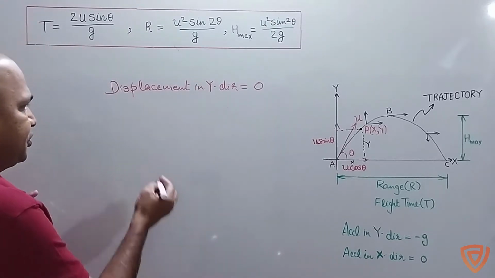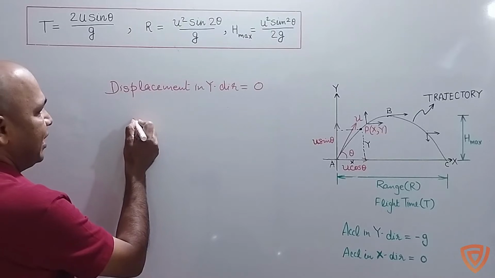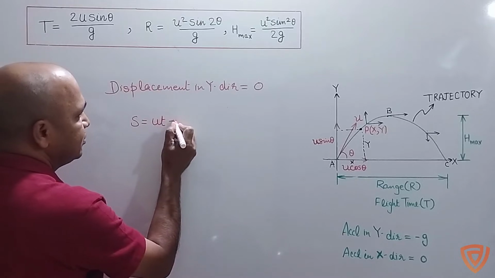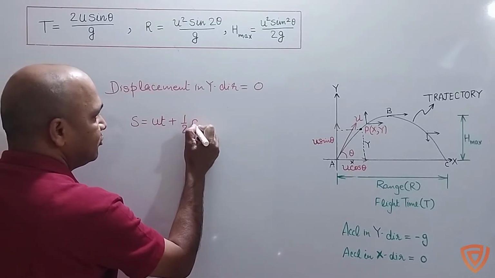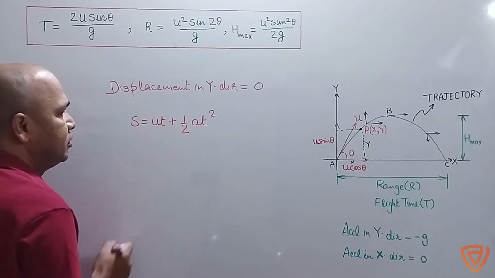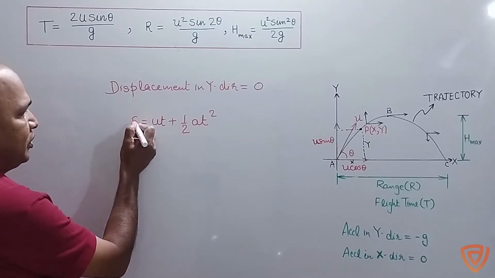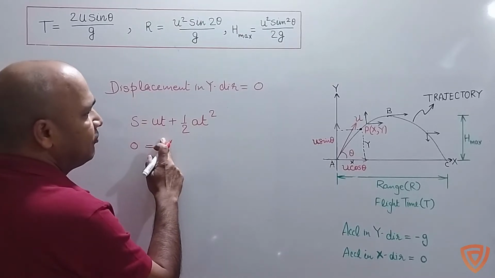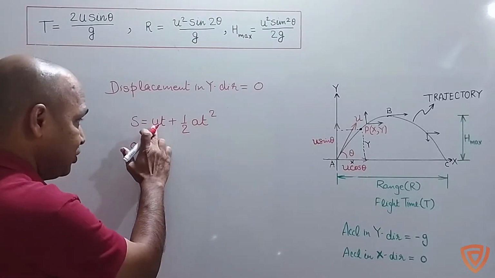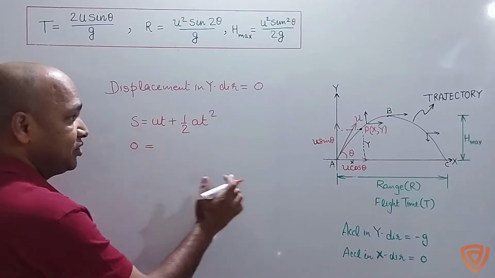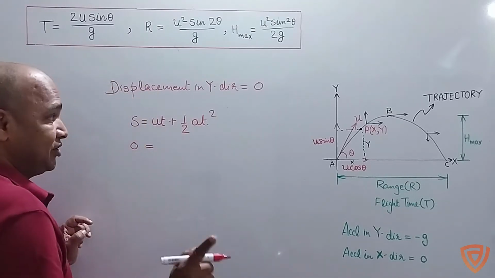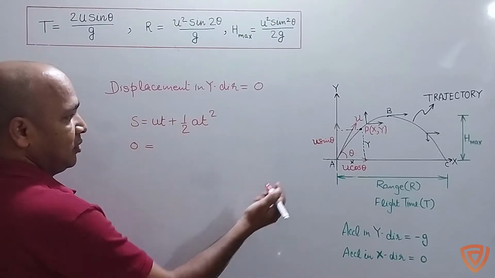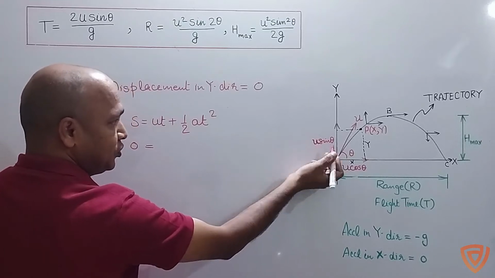Now we can use the equation of motion, which is s is equal to ut plus half at square. Here we put displacement s equal to 0 in the y direction, and we use the y direction initial velocity, because we are using the y direction displacement. So the y direction initial velocity is how much? U sin theta.